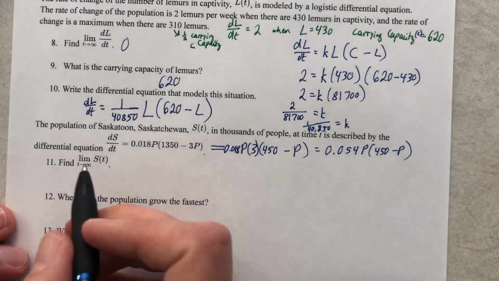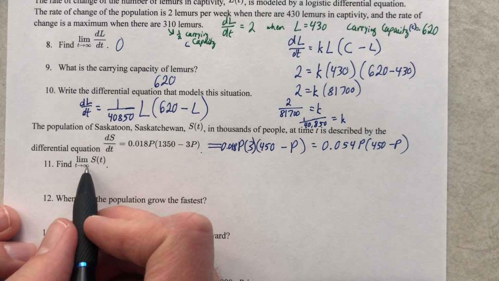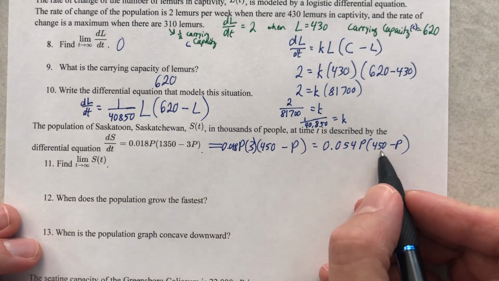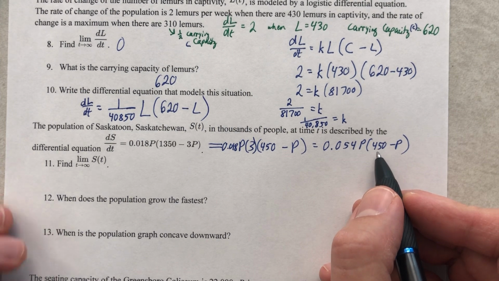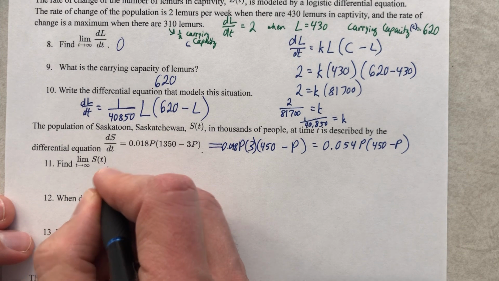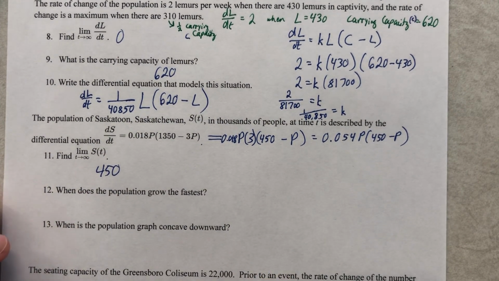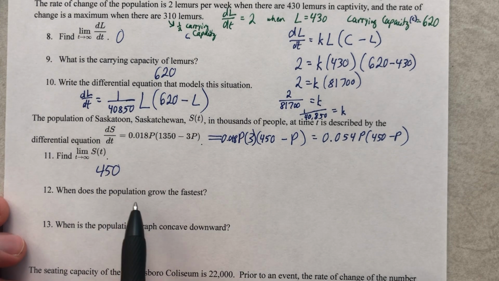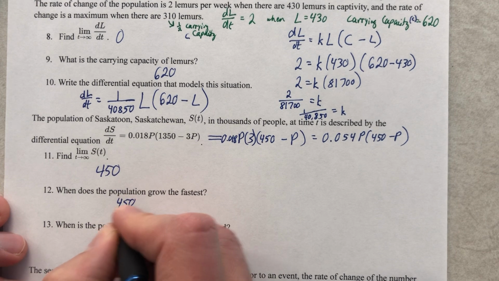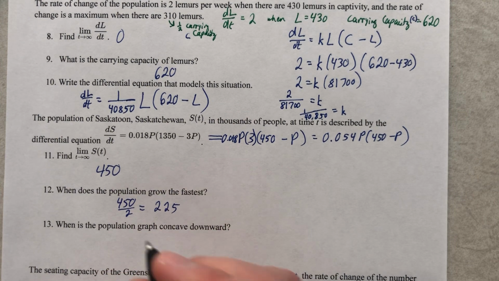So here we go. As we approach infinity, as time moves forward, time approaches infinity, what is the population of Saskatoon, Saskatchewan? 450. That's it. Now, that may not be accurate. I think I might have made these numbers up. But anyway, 450 people, not much. When does the population grow the fastest? Oh, when is the rate of change of the population at a maximum? At half of the carrying capacity. We've been through this. So that would give me 225 people.